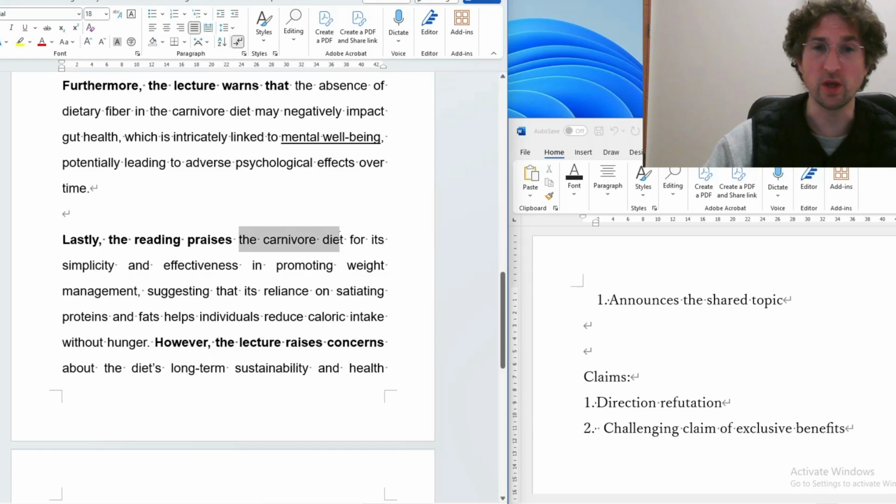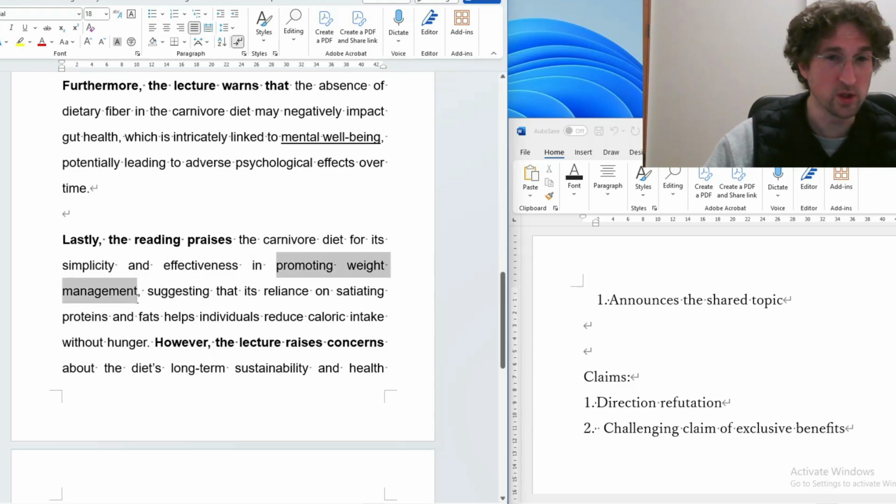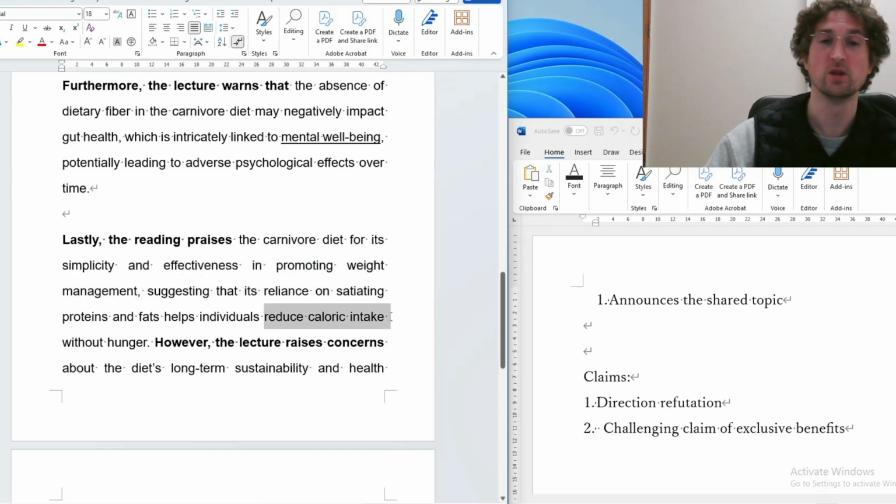Lastly, the reading praises the carnivore diet for its simplicity and effectiveness in promoting weight management, suggesting that its reliance on satiating proteins and fats helps individuals reduce caloric intake without hunger. Okay, so these foods are very satiating, they're very satisfying. You end up feeling satisfied without eating as much. This weight management, in other words, most likely helps you lose weight. So this reduces the number of calories you're taking in.